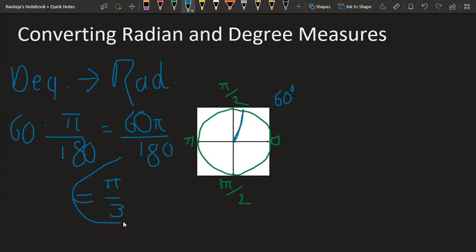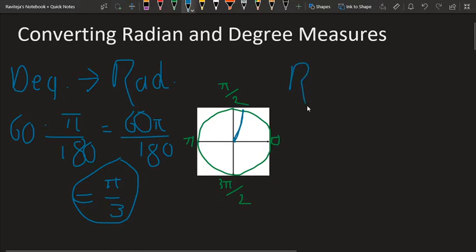And hopefully this makes sense, because what if in the beginning, instead of 60 degrees, I asked you to draw pi over 3 on this unit circle? Well, hopefully you would have drawn it in the same exact place you would have drawn 60 degrees. Therefore, that means that the radian measure of pi over 3 is equal to the degree measure of 60 degrees. So what if we want to convert from radians to degrees?